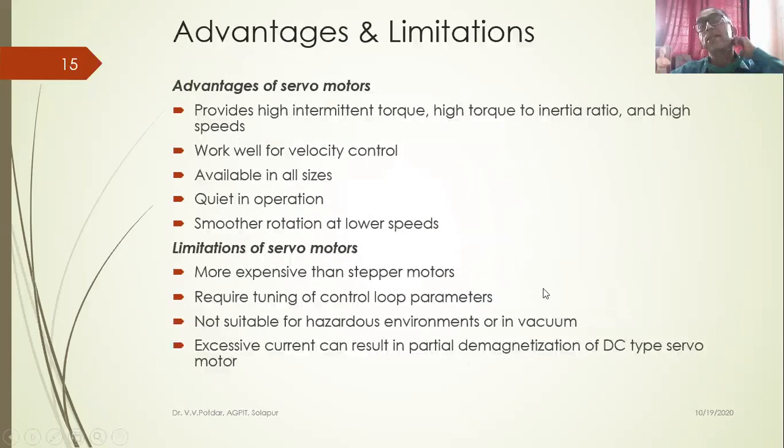There are certain advantages and limitations of the servo motors as well. Advantages of servo motors: they provide high intermittent torque and a high torque to inertia ratio, that is, high torque compared to their own weight and inertia. Servo motors provide more torque and high speeds. These work very well for velocity control as well. These are available in all sizes. These are quiet in operation, with smoother rotation at low speeds.